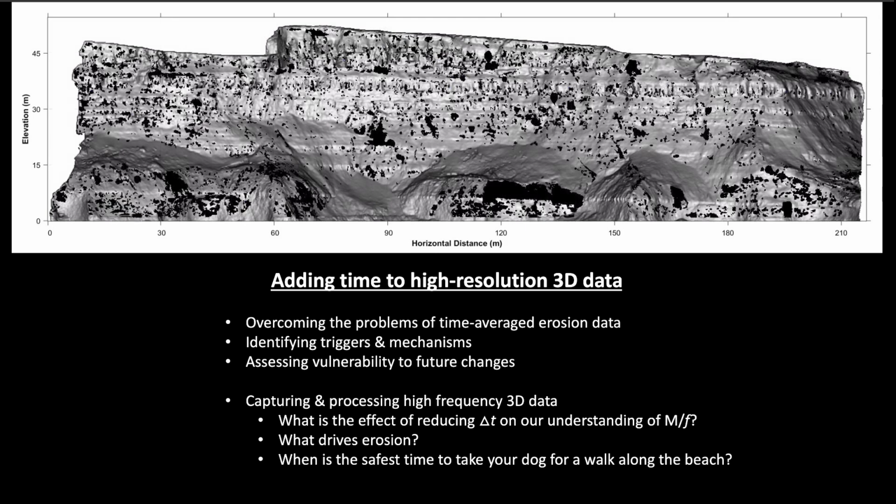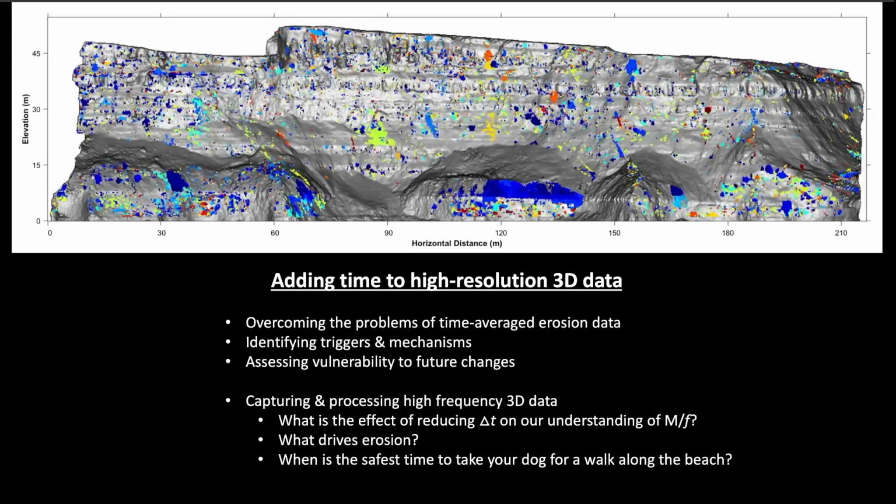So we have data sets such as this, which is the distribution of rock falls across a cliff face over a set period of time. But ideally, we want to be able to attribute each of these rock falls with some kind of information about the time when it actually occurred. That allows us to understand the effect of, for example, changing our monitoring frequency on our understanding of the magnitude frequency of the rock falls themselves.